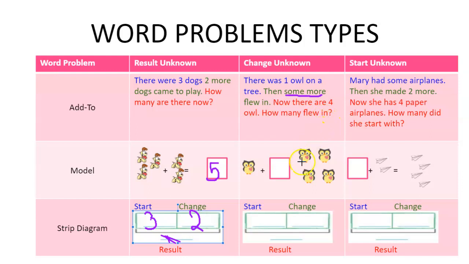Now there are 4 owls. How many flew in? So they're telling us the total. So now we have 4, but they want to know how many flew in. What was the change? So here we started out with 1. The change is the unknown, and we know we have a total of 4. So we need to figure out how many flew in. Another way to do it would be 4 minus 1, which will give you the change unknown result. So that would be 3. Because I take away 1 from here, and then we know that the 3 flew in.